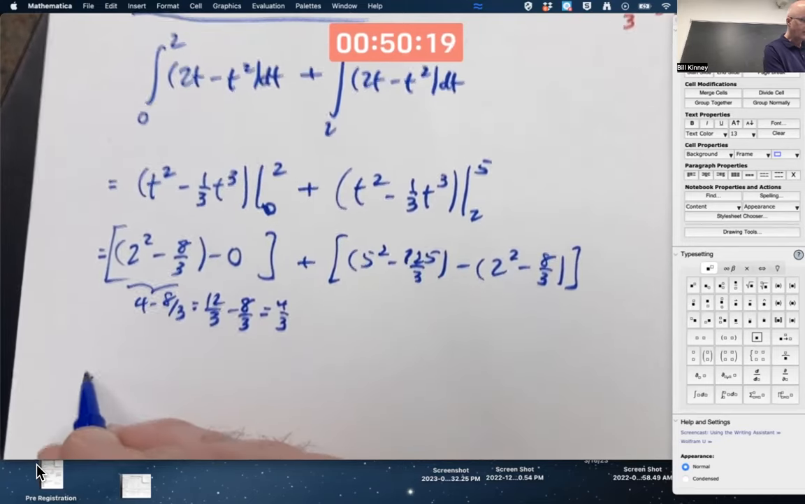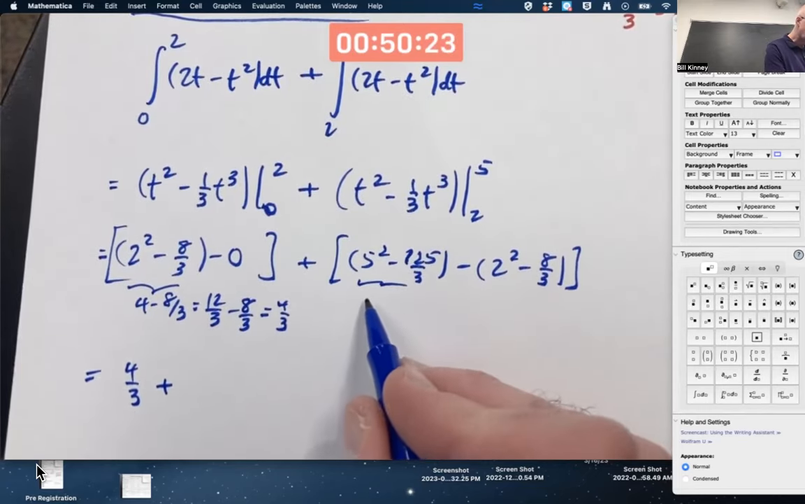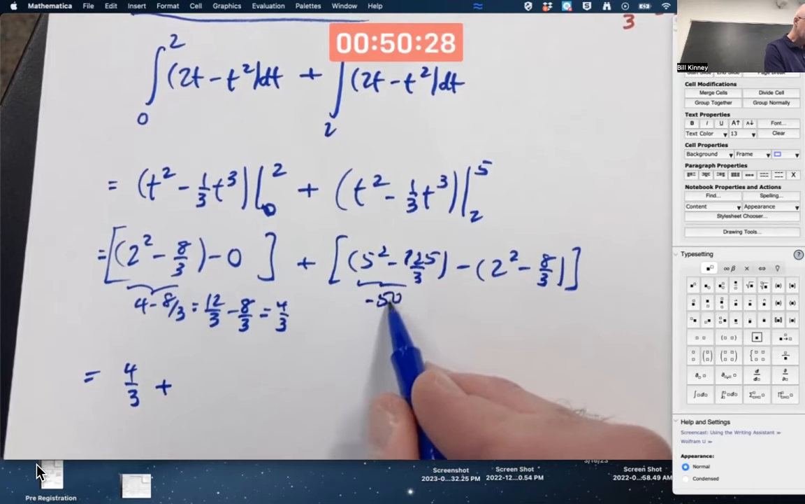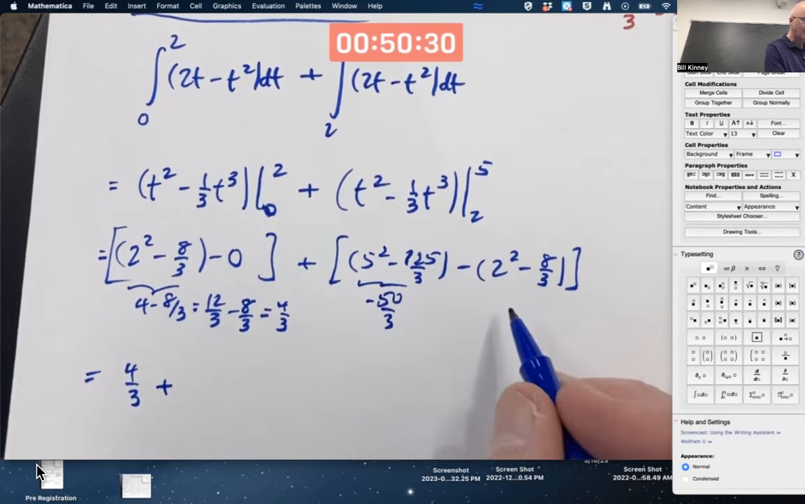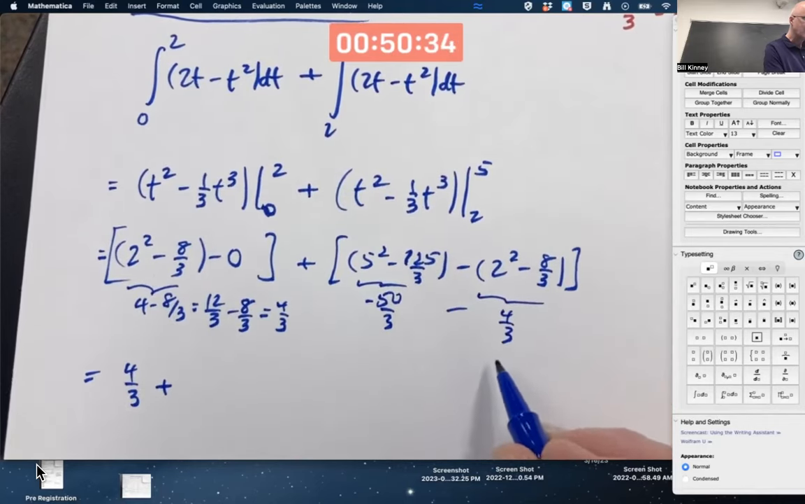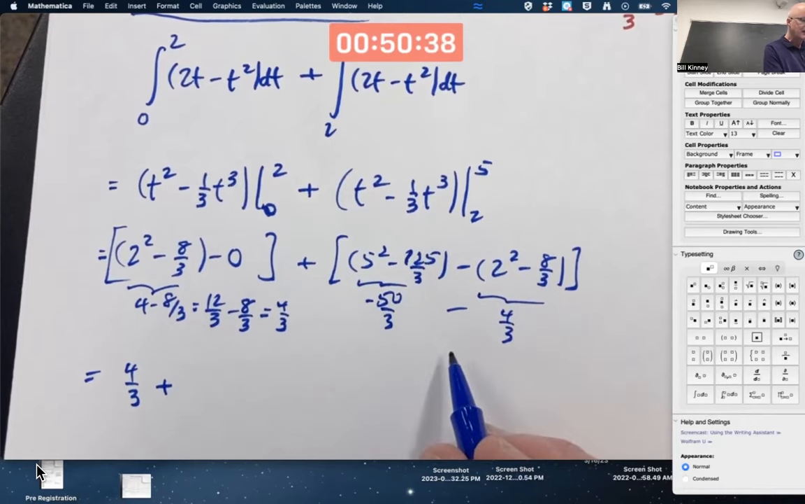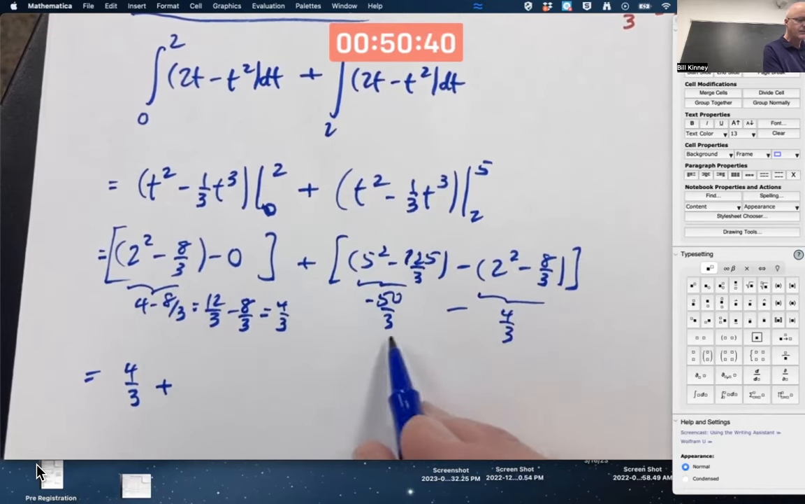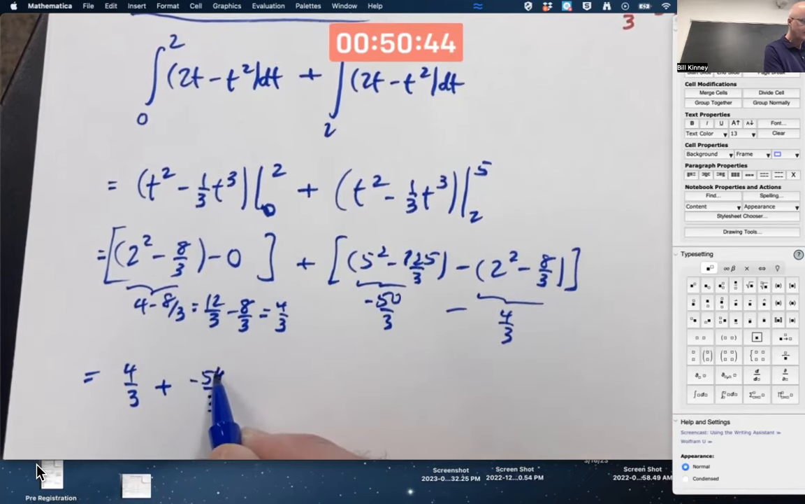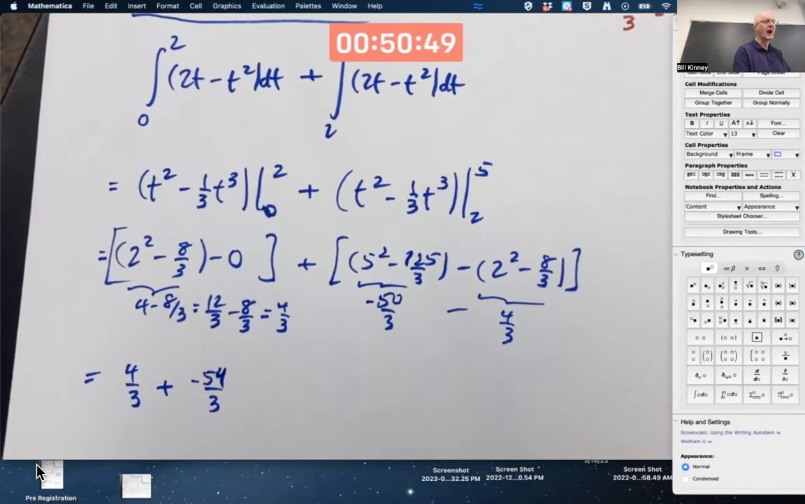So I'm going to get 4/3 plus, yes, this is 125, this is negative 50 over 3, same answer we got before, and we're subtracting this thing, which is 4/3. Because we're subtracting it, again, the 4/3 cancel. But I also could figure out what negative 50 over 3 minus 4/3 is. It's negative 54 over 3. I wrote this as adding a negative. Of course, that's the same as subtracting.